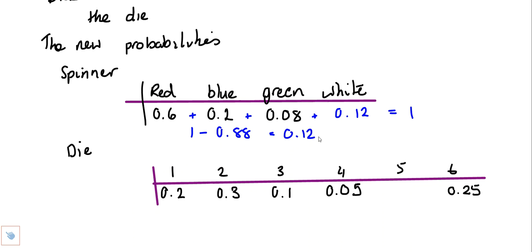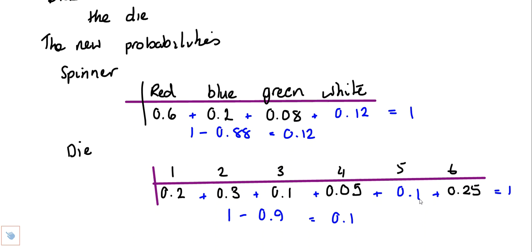Alright? And what about the die? Same thing. Add those together. They have to equal 1. So 0.2, 0.3, 0.5, 0.6, 0.85, 0.9. So I've got 1 minus 0.9 equals 0.1. Okay.